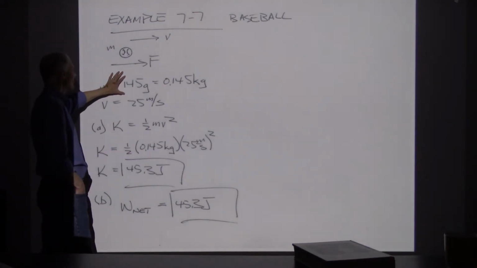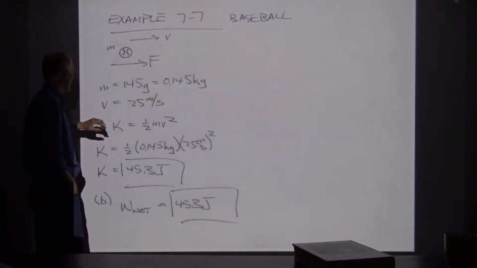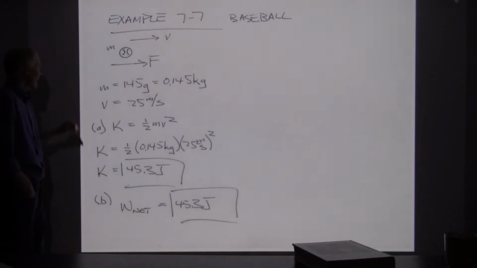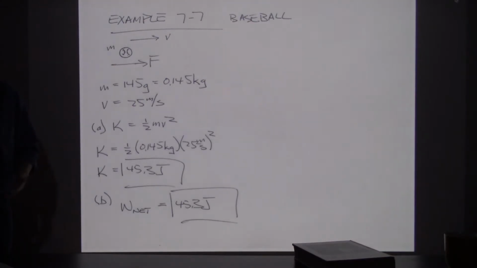145 grams of baseball. I'm going to write that as 0.145 kilograms. And then the velocity here is 25. I'm plugging that in. So here's the formula. We're going to use this a lot. So K equals 1/2 mv squared. That's a perfectly fine starting point for all this.